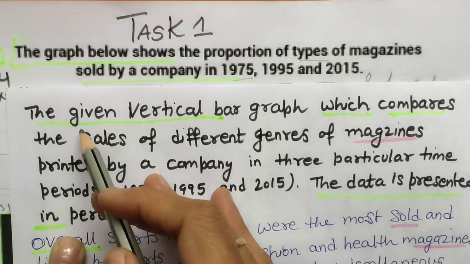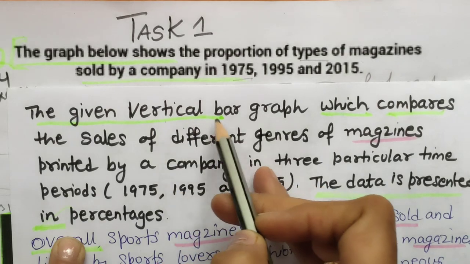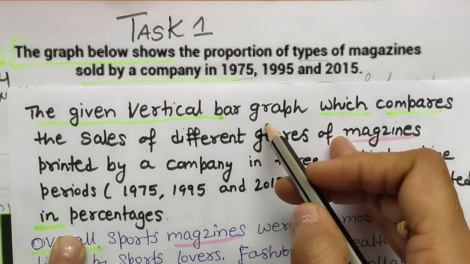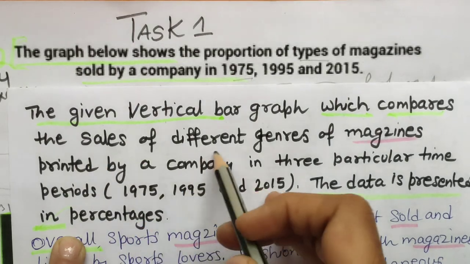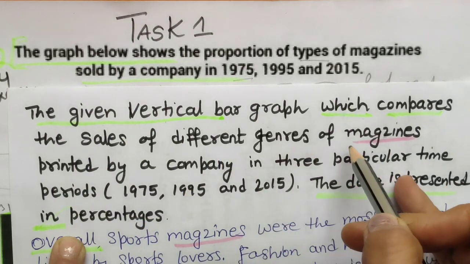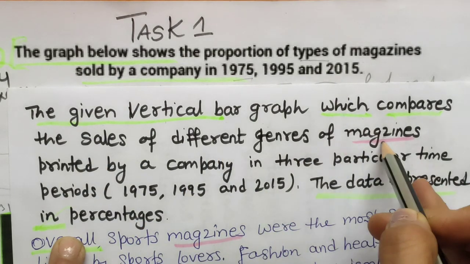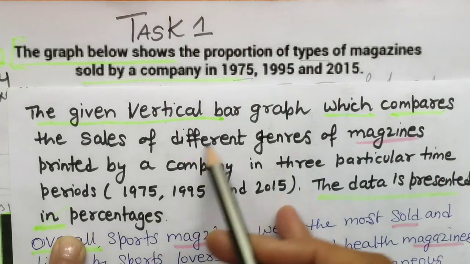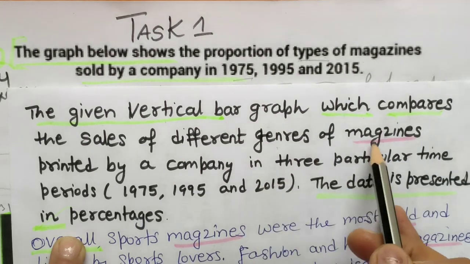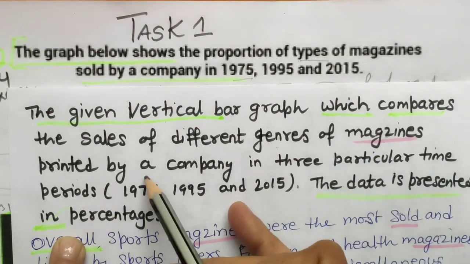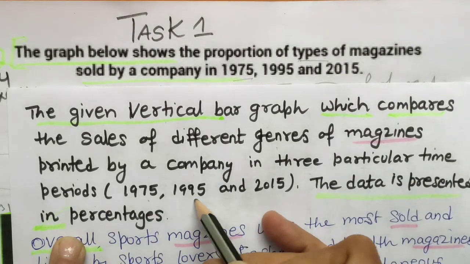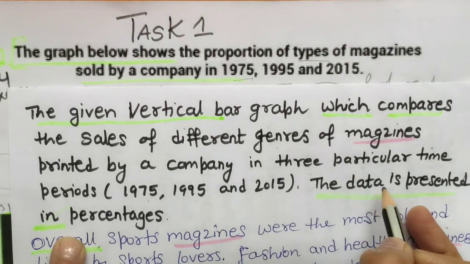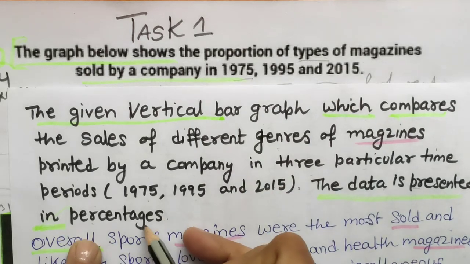The graph below, I have written the given vertical bar graph, or chart you can write, which compares the sales of different genres of magazines. Instead of types I have written genres of magazines printed by a company in 3 particular time periods: 1975, 1995 and 2015. The data is presented in percentages.